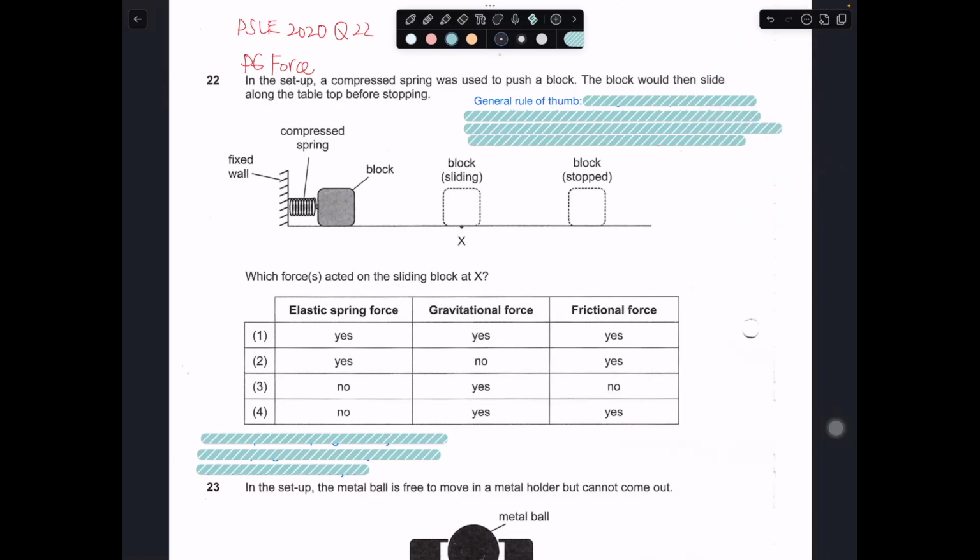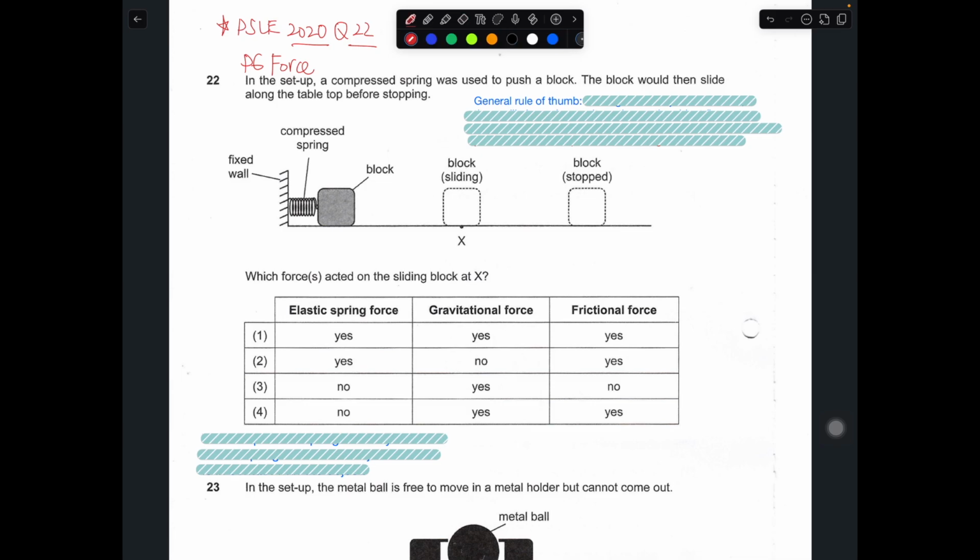So today I'll be going through PSLE questions 2020 question number 22. This is actually a P6 topic related to force. So in a setup, the compressed spring was used to push a block. The block would then slide along the table before stopping.